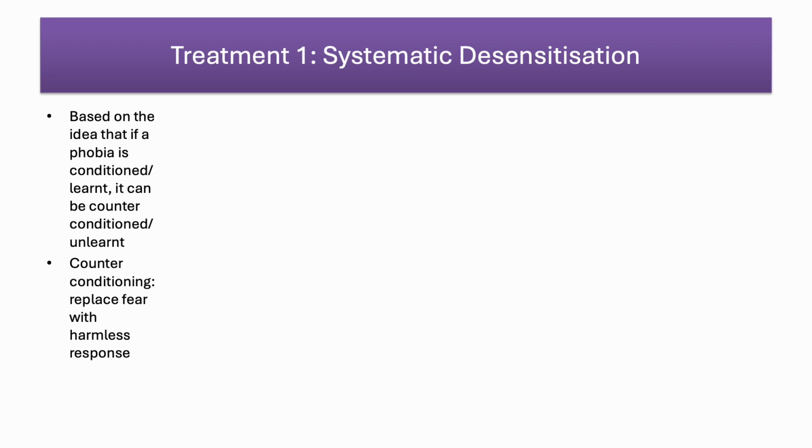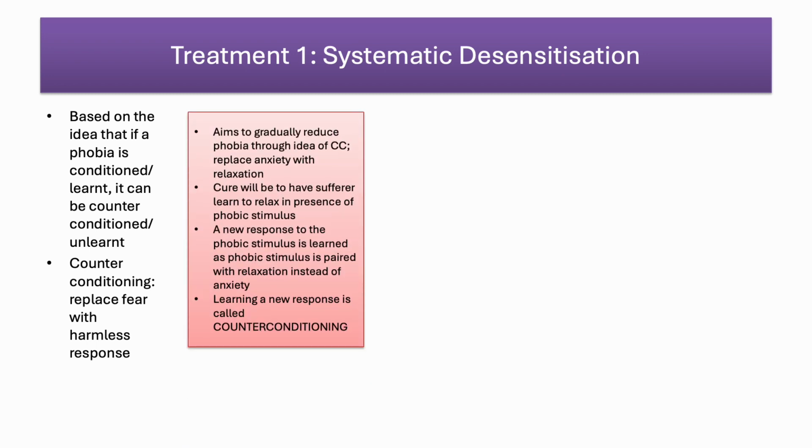So let's examine now the specifics, what the exam board would like you to know about systematic desensitisation. So the aim of it is to gradually, and that's important, gradually reduce the phobia through classical conditioning, and to replace this feeling of anxiety with relaxation instead. The process of learning this new response is known as counter-conditioning. So this is an important key term to use when explaining systematic desensitisation.